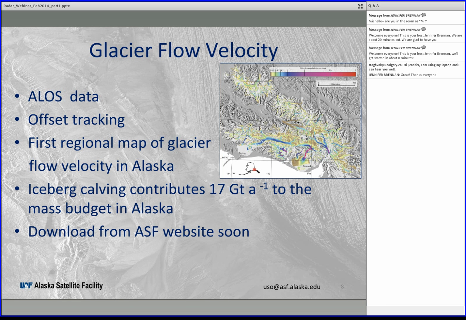Now, a key finding of this study is that iceberg calving contributes 17 gigatons annually to the mass budget in Alaska. Nearly 16 gigatons of this calving flux comes from tidewater glaciers, which only account for 13% of the glacier area within the study. This study provides a first step in partitioning mass loss for the region, which will help in constraining sea level rise contributions in the future.